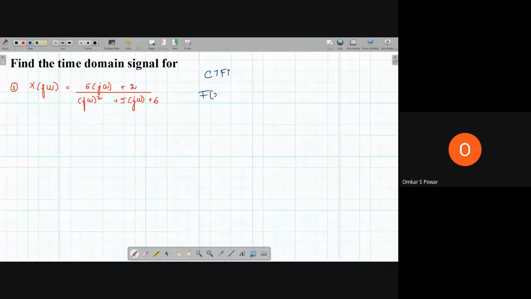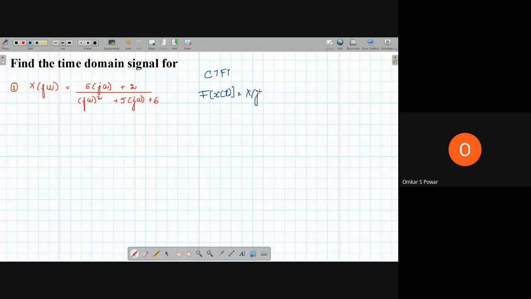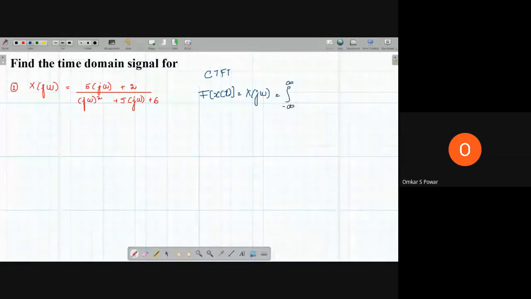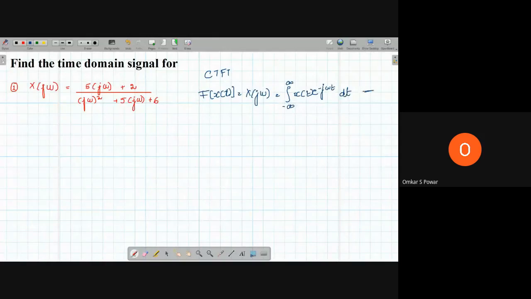Fourier transform of x of t is equal to X of j omega, which is equal to the integral from minus infinity to infinity of x of t e power minus j omega t dt. So this is the equation for Fourier transform.